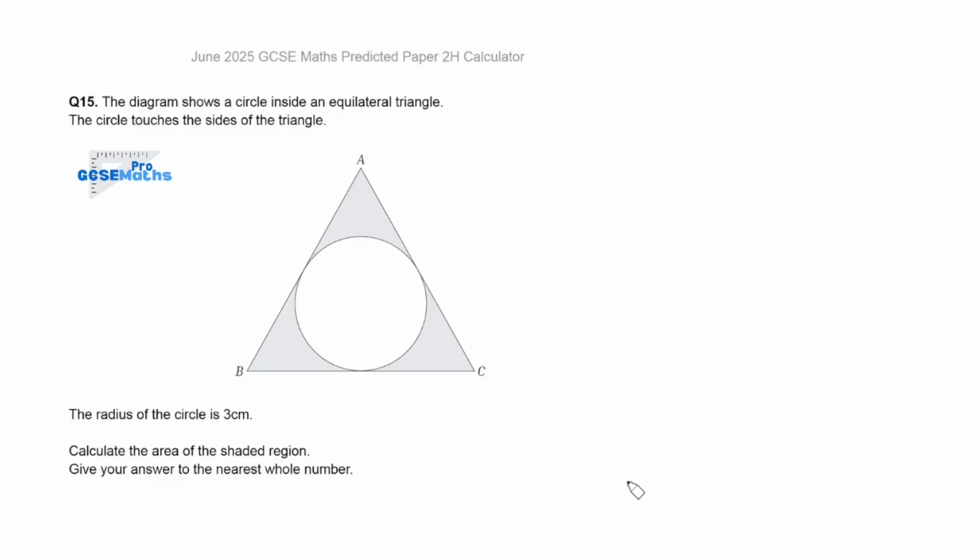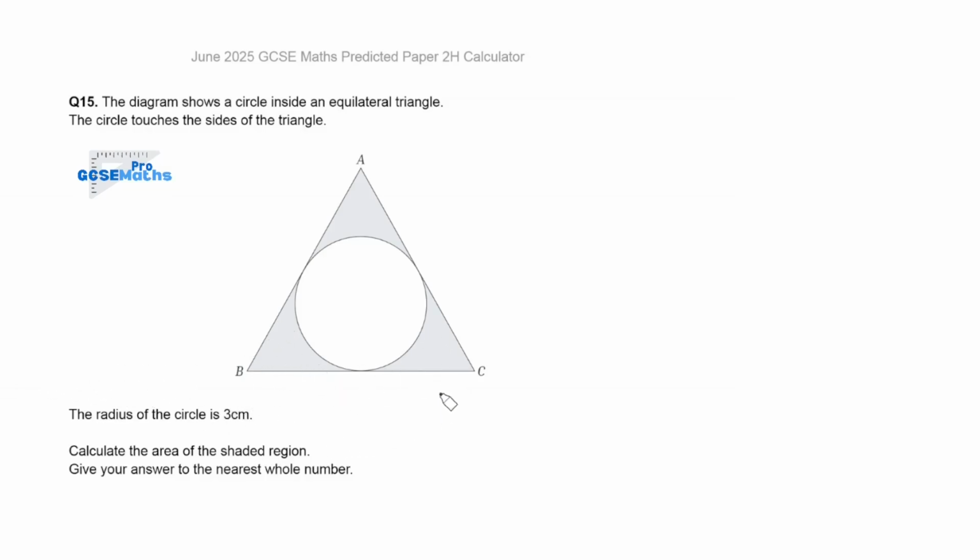Question 15. The diagram shows a circle inside an equilateral triangle. The circle touches the sides of the triangle, as you can see. The radius of the circle is 3 centimeters. Calculate the area of the shaded region. So what I'm going to want to do is work out the whole triangle area, work out the circle area, and subtract them. Because these areas are kind of random shapes, aren't they? So that's the best way I can do it.